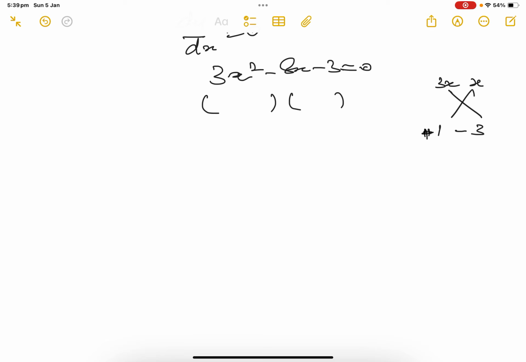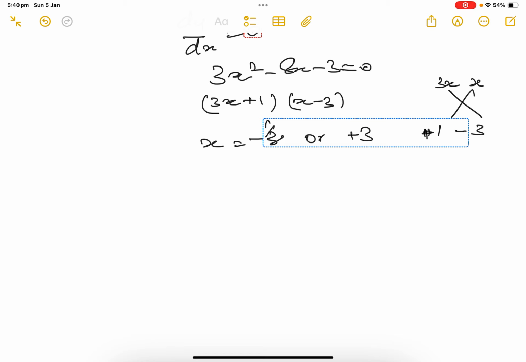So the factors are (3x plus 1) and (x minus 3). So the values here: x equals minus 1/3 or plus 3. So let's analyze the outcome to find the range. Minus 1/3 and plus 3.